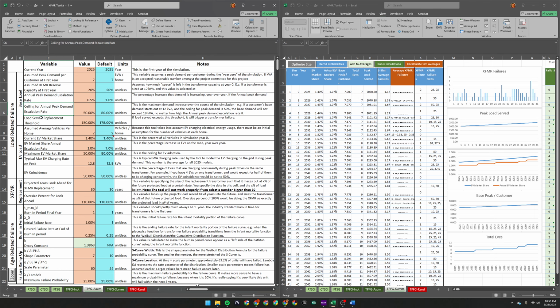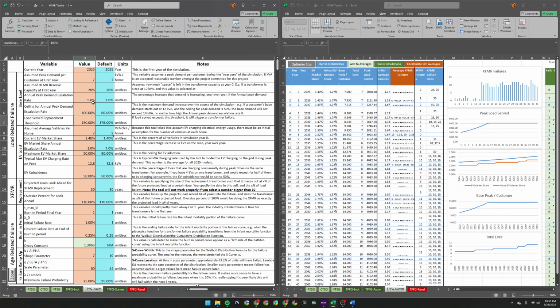And then there's another number here, which is saying, let's say we make this 5%. There's a ceiling for the annual peak demand escalation rate. So I don't think we're going to increase our usage 5% year over year until everyone's using a megawatt in their home 100 years from now, or whatever it would be. So you can cap that too.